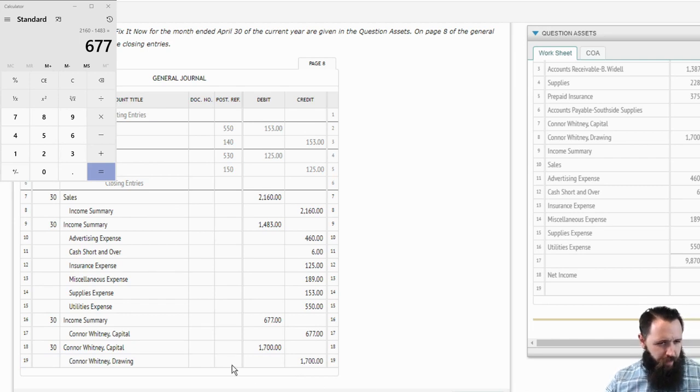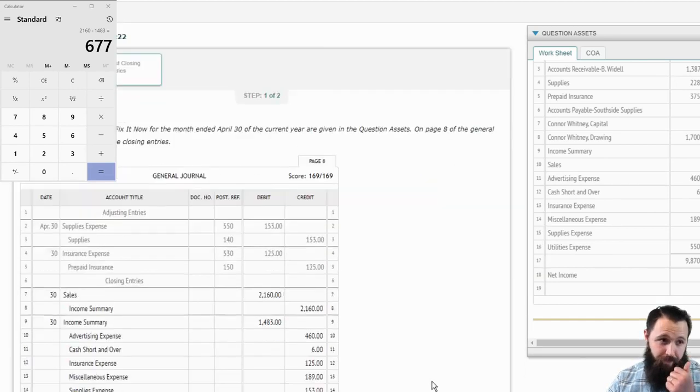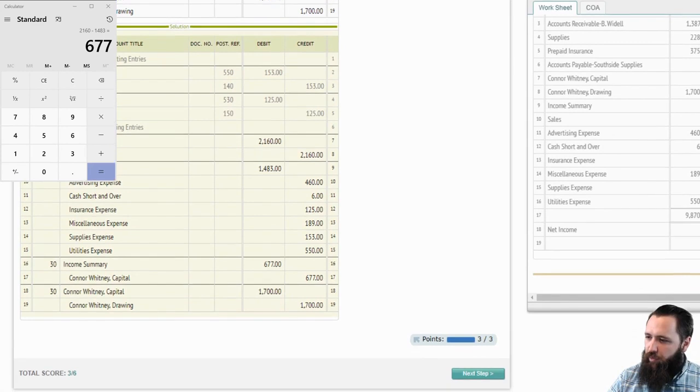So, looks like drawing would have been brought down. I think we're okay here. All right, let's grade step 1. And we're good. 3 out of 3. Okay, I will move on to the next step here. I'll move this up so you can see it.